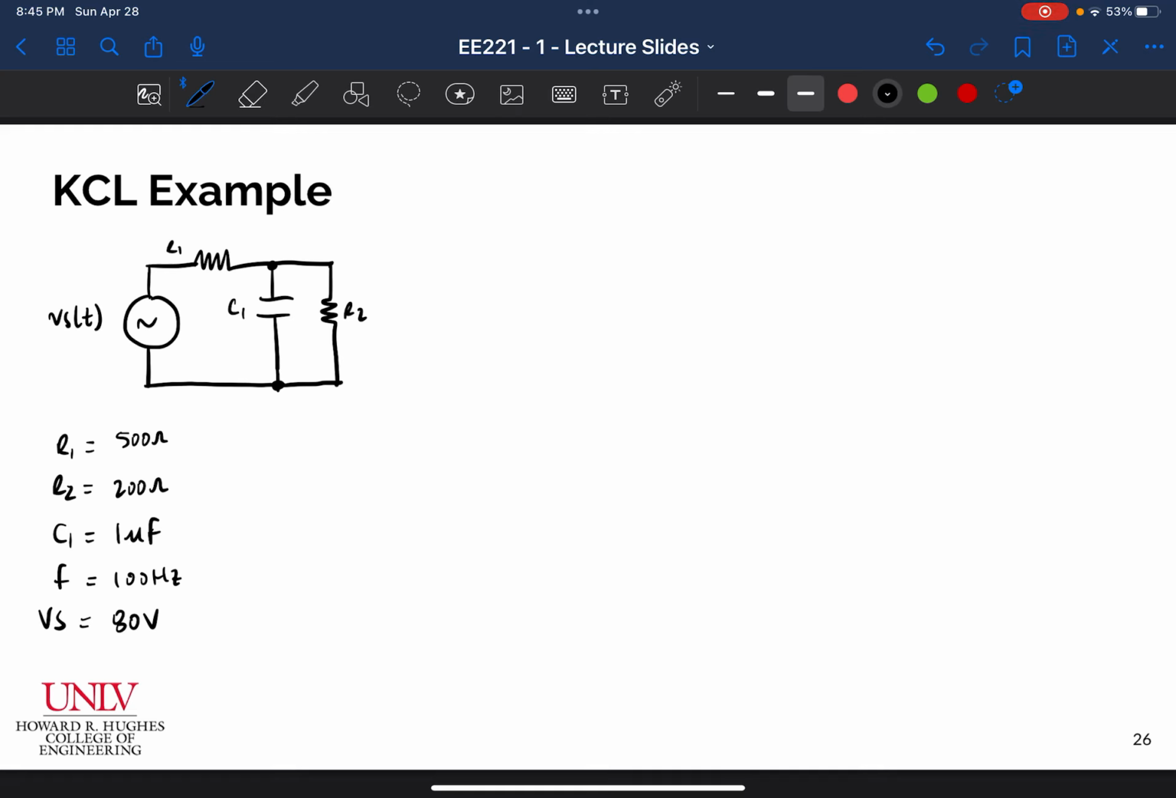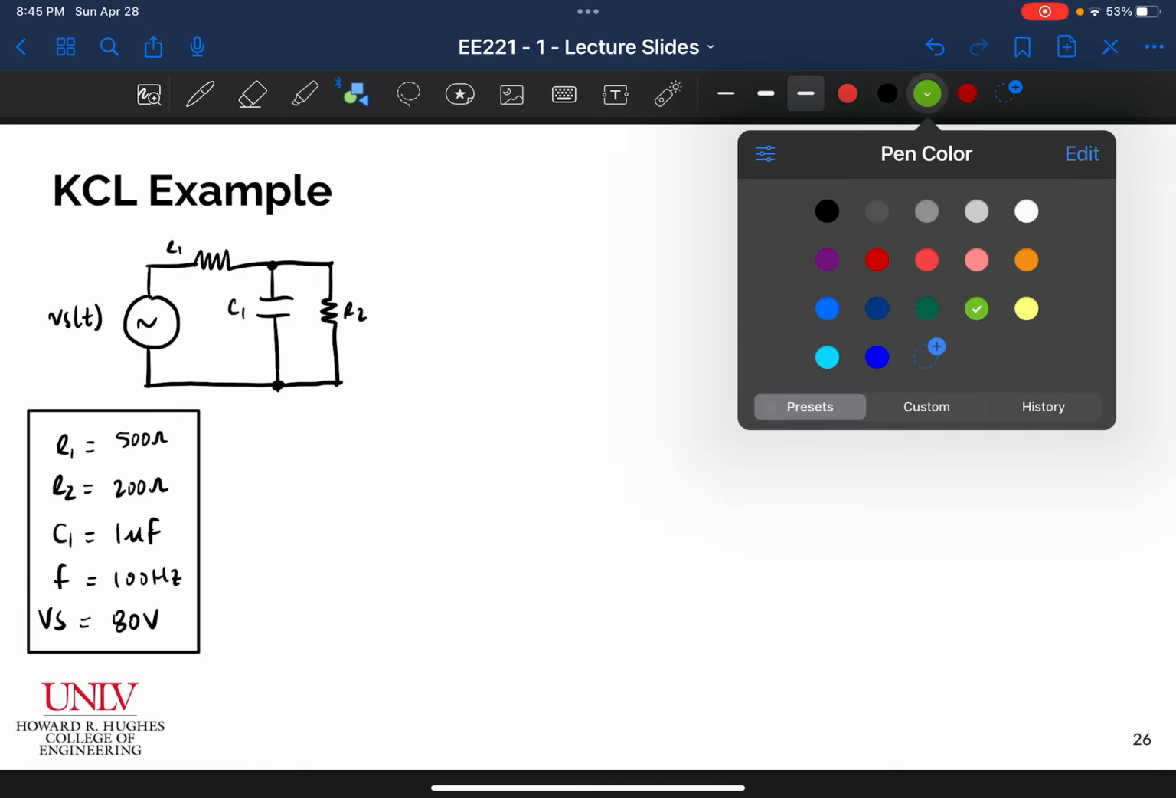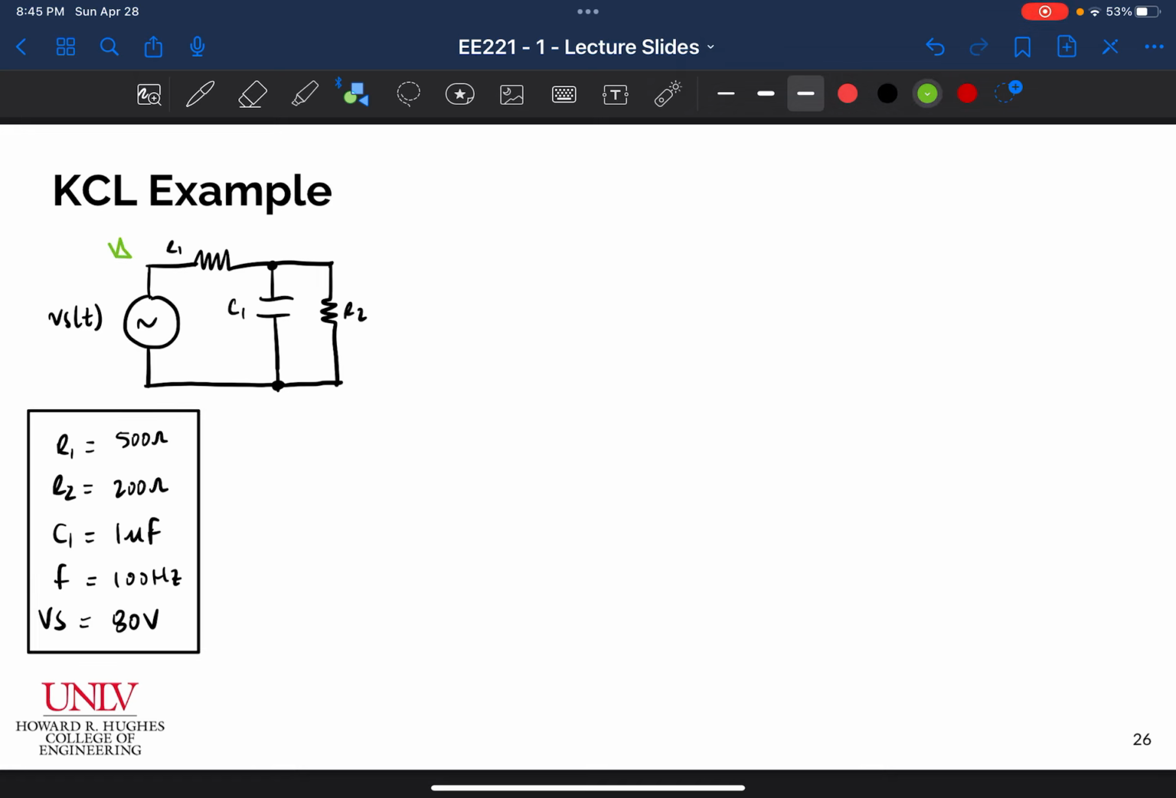So similarly, let me go ahead and put a box around these values and move them out of the way. And then I'll label some nodes here. Let's call the first node Vs, and then we'll call this other node Vx. And what I want to determine in this circuit is what is Vx of t. Okay, that's the problem. We're going to find the voltage Vx of t, basically, okay?